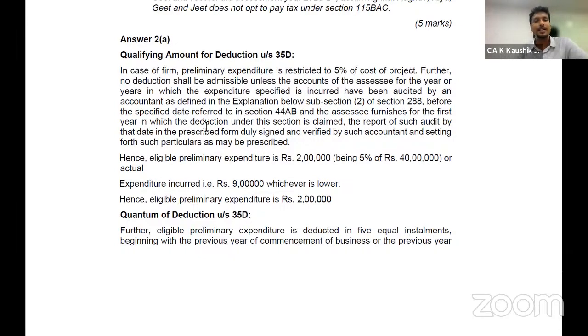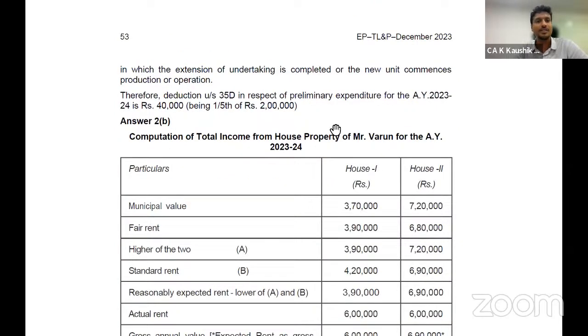So this means that it should be audited and then it can be claimed. The report of such audit must be furnished by the prescribed date, duly signed. So hence, eligible preliminary expenditure is 2 lakh, being 5% of the cost of the project, or actual expenditure of 9 lakh, whichever is lower. Hence, eligible preliminary expenditure is 2 lakh. Further, the quantum of deduction: eligible preliminary expenditure is deducted in 5 equal installments beginning with the previous year of commencement of the business or the previous year in which the extension is completed.